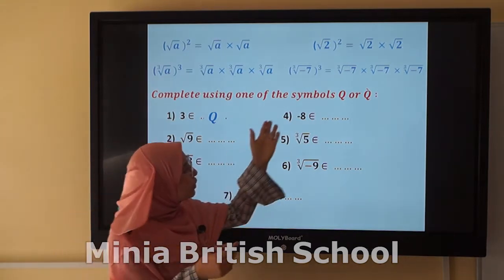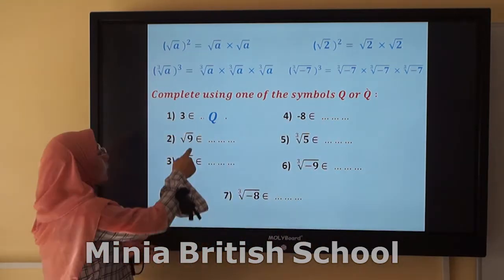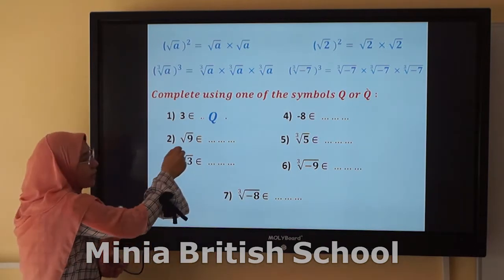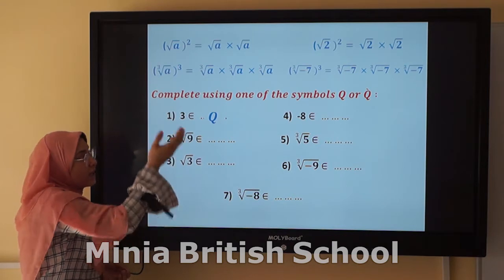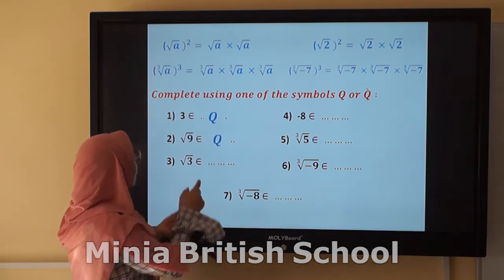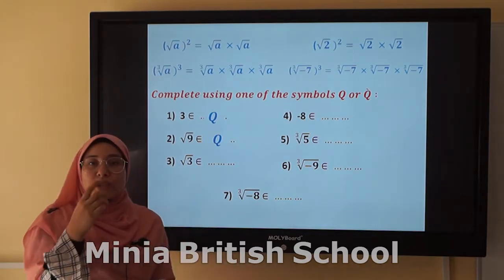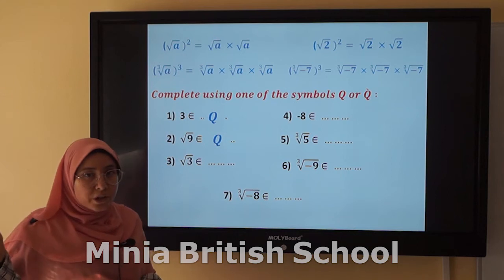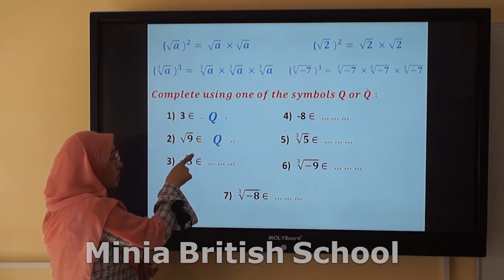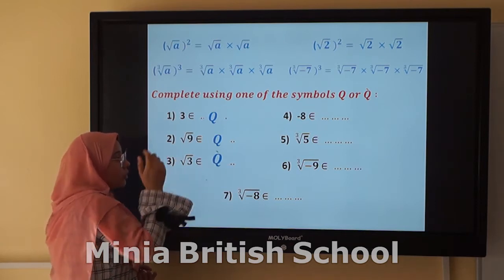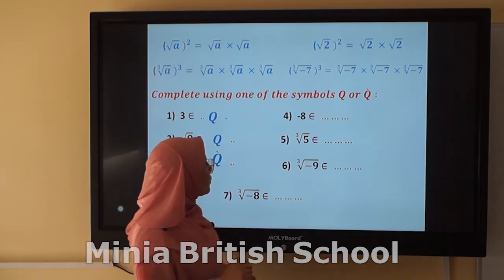Root 9 belongs to Q or Q dash? Root 9 equals 3, it is a perfect square, and 3 belongs to Q. Excellent. Here, root 3. Root 3 is not a perfect square. So, square root of 3 belongs to Q dash.